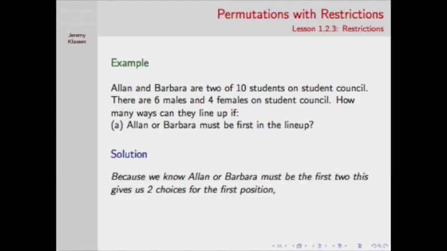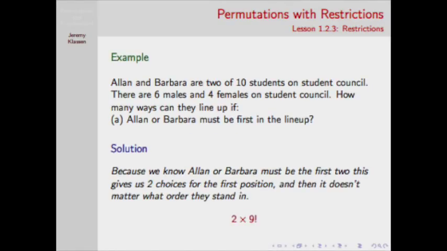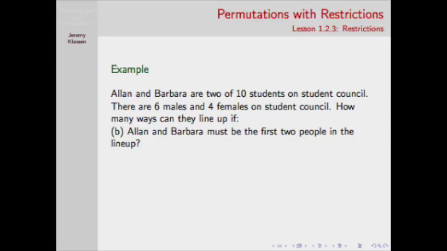Okay, because we know that Alan or Barbara must be the first in this lineup, we get 2 choices for the first position. Then, because it doesn't really matter what order the rest of the group stands in, we'll simply multiply the choice of 2 for the first position, Alan or Barbara, by 9 factorial, the number of ways of permuting the rest of the group. Now let's change the question slightly.